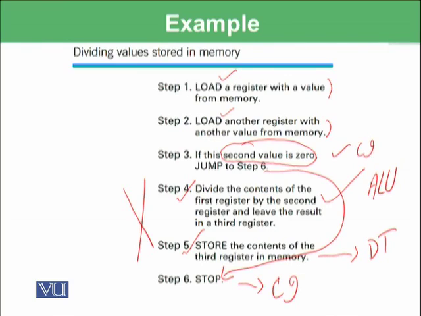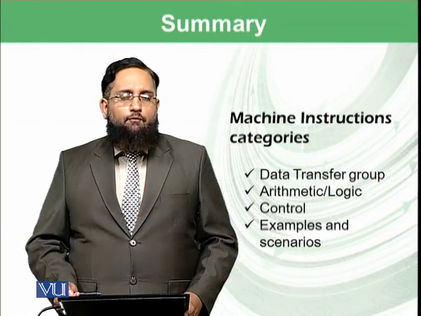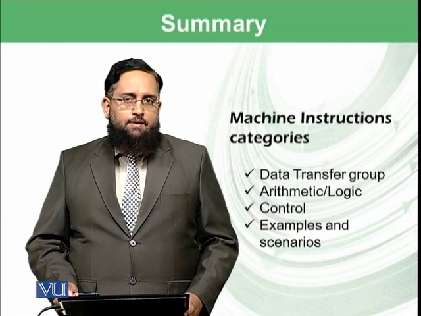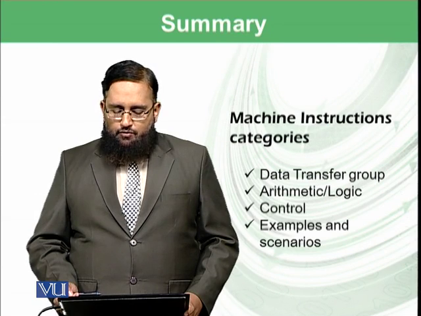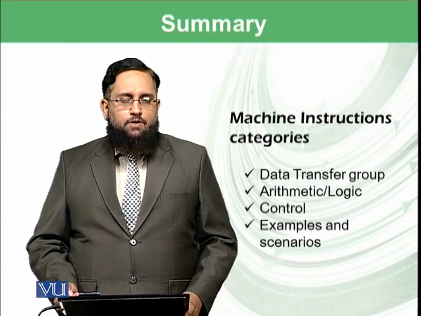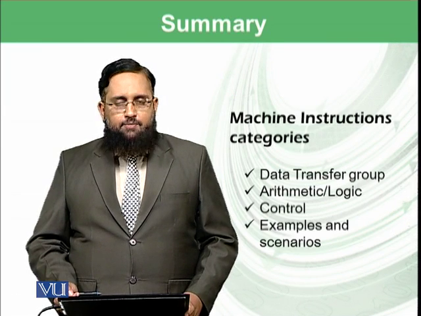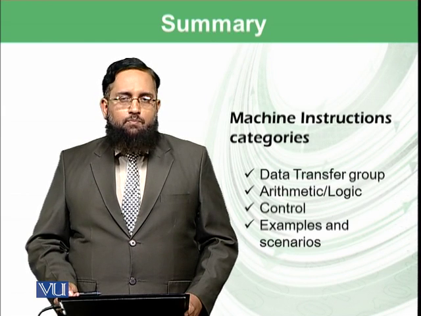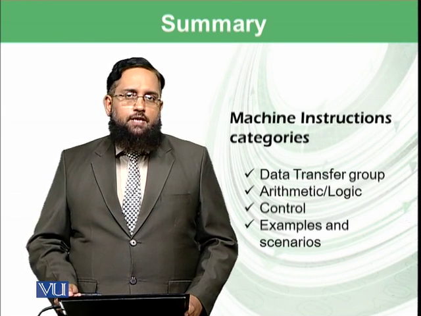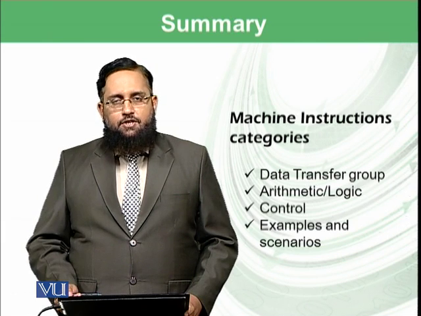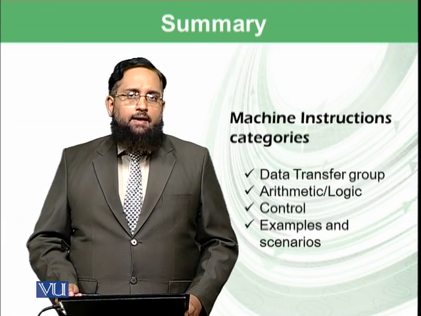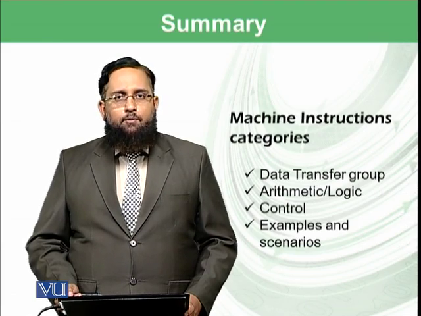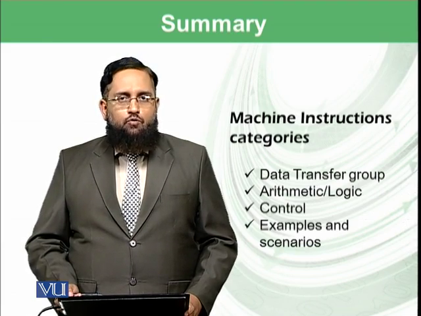If we summarize today's module, we have learned about the different groups in machine instructions. The different categories are the data transfer group, the arithmetic logic group, and the control group. We have also worked through an example to see how such instructions form an algorithm to actually get some work done by the computer, whatever we want the computer to do.